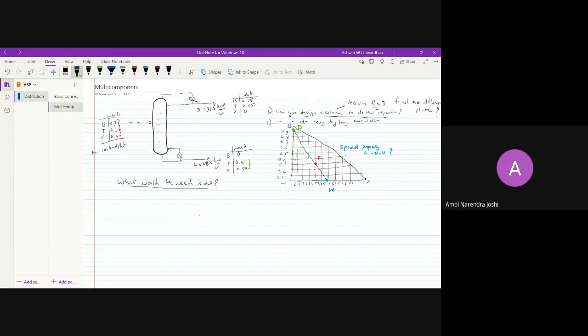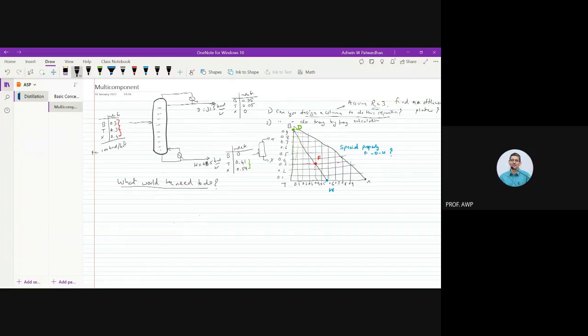Maybe we can design a column to first separate benzene and toluene in the rectifying section, and toluene and xylene in the stripping section separately. Why do you want two columns? Then where will toluene go? We are only doing binary separation, only separating benzene from toluene and xylene. And then we will put this into another column and take out toluene and xylene purified.